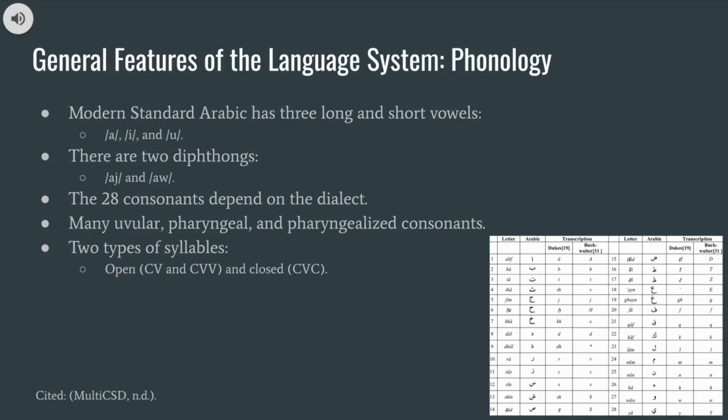So moving on to the linguistics portion, phonology in Arabic includes 3 long and short vowels, 28 consonants, 2 diphthongs, and 2 types of syllables. The short vowels are not typically used in written form, but are used in the Quran. The consonants depend on the dialect, and they can also vary in duration. Most consonants are uvular, pharyngeal, or pharyngealized.